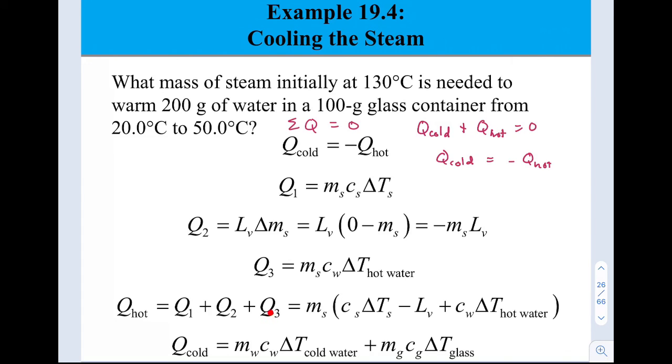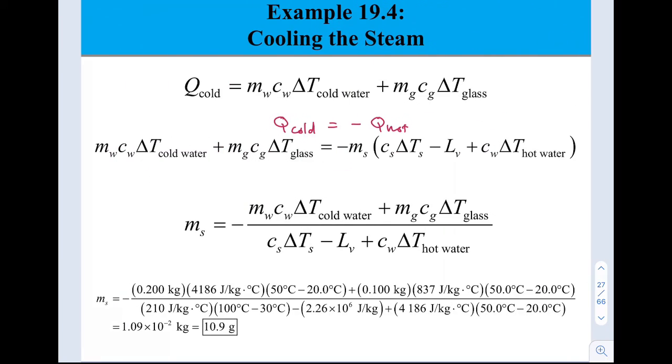The one that is cold is actually the water and the glass, because we know it goes from 20 to 50 degrees Celsius. So for both of these, the formula is mc delta T. By making use of Q cold equals negative Q hot, what is Q cold? We have two elements, the water and the glass. What is the Q hot? Three processes just now: a decrement in temperature or cooling down for the steam, the vaporization process, and then cooling down from the vaporization process to hot water. So our unknown here is m steam. Rearrange this equation, and you will have it like this.